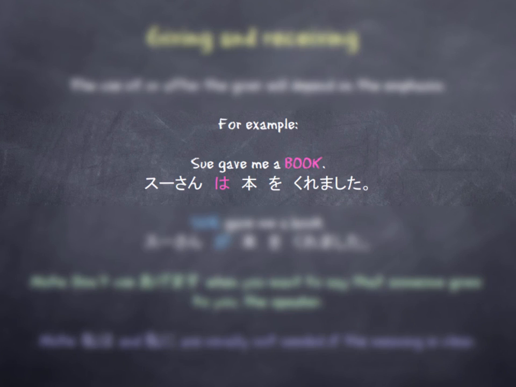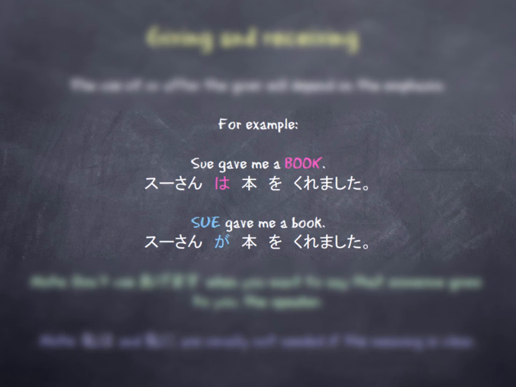Sue-san wa hon o kuremashita. So we're going to follow with wa. Wa gives us the emphasis on the word book. And then if the emphasis is more so on Sue, it's Sue who gave us a book, we can say Sue-san ga hon o kuremashita. So she is the most important part of this sentence.